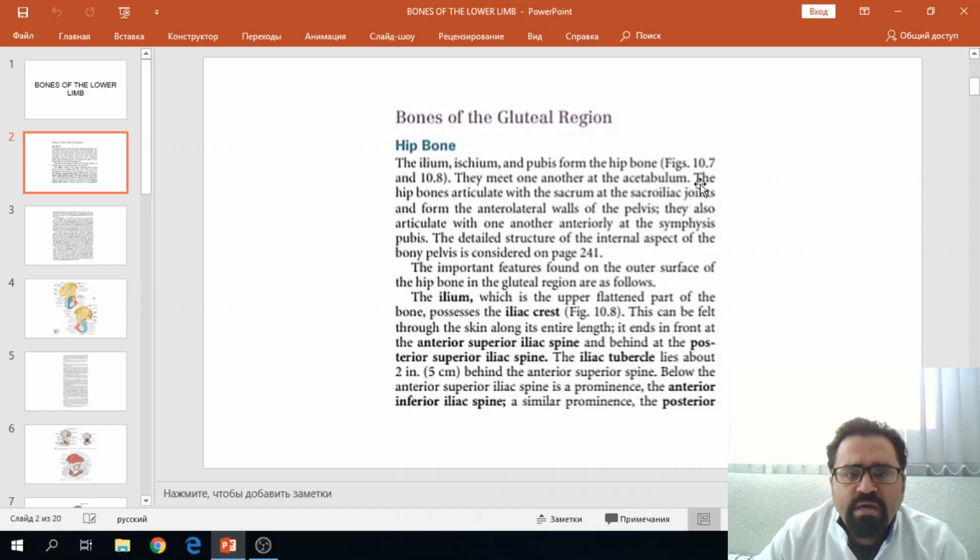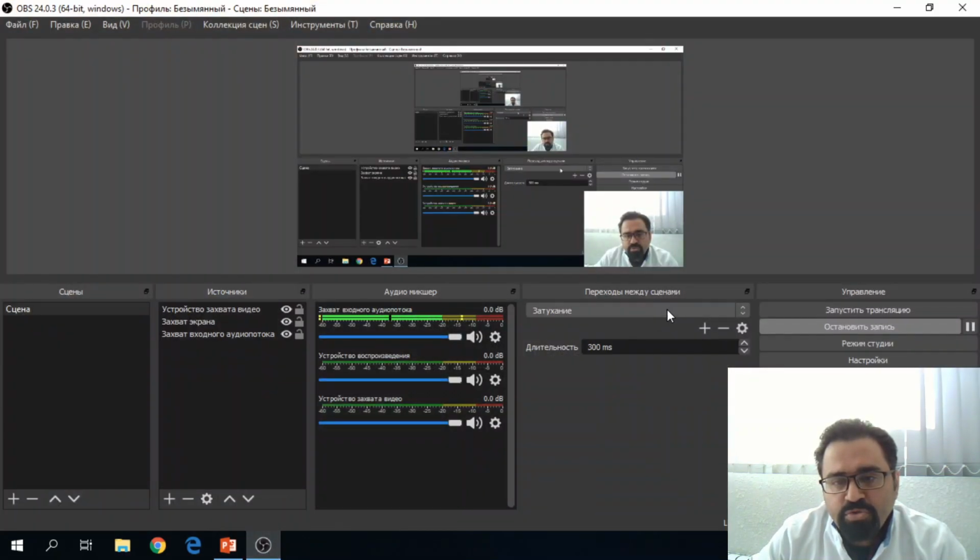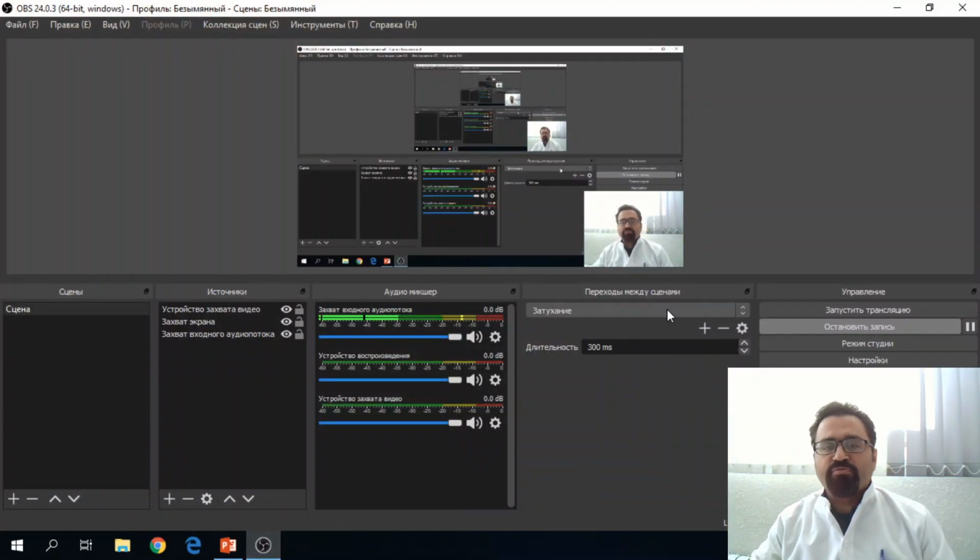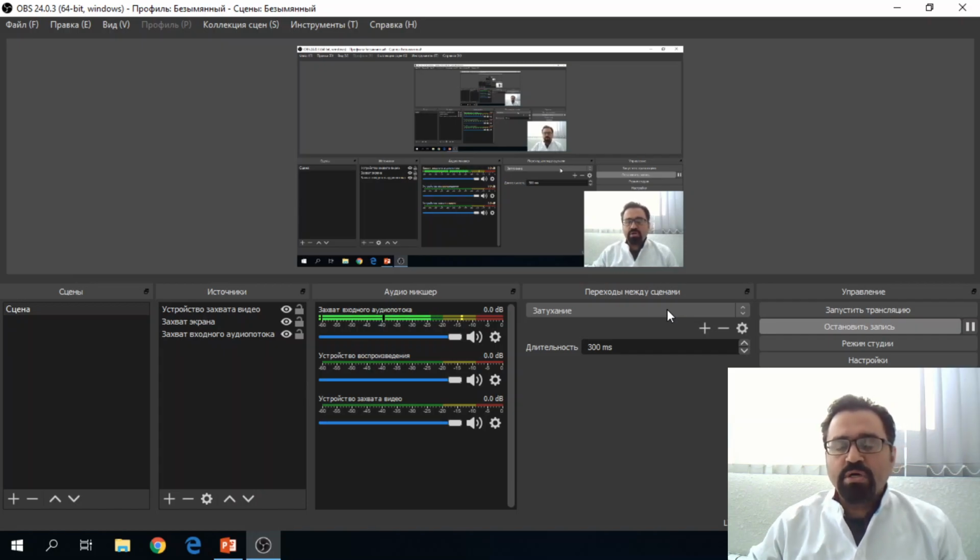Now we see in the pelvic region, the two hip bones join with each other along with the sacrum to form a pelvic girdle. The pelvic girdle helps to transmit the weight of the lower limb to the axial skeleton.